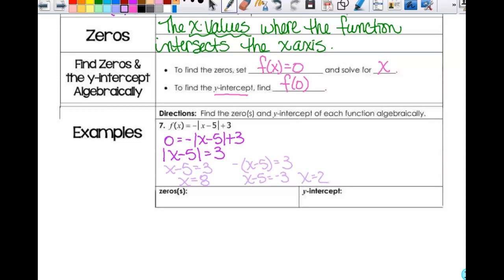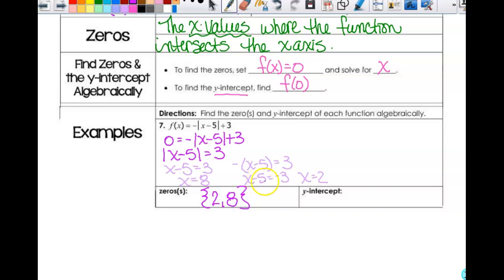If this had said, what are the x-intercepts, I would write those as ordered pairs. (2, 0), (8, 0), but that's not what it said. It said the zeros. So that's when you put it in a set with the squiggly brackets, and we have {2, 8}. Those are my zeros. Those are the x values where we cross the x-axis.